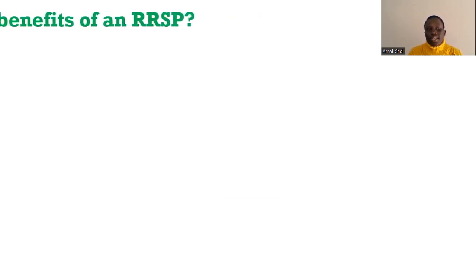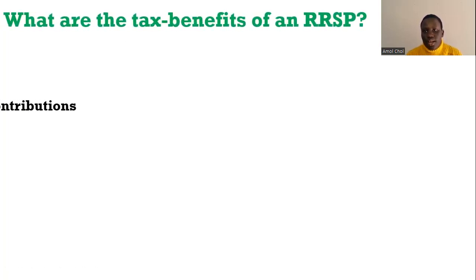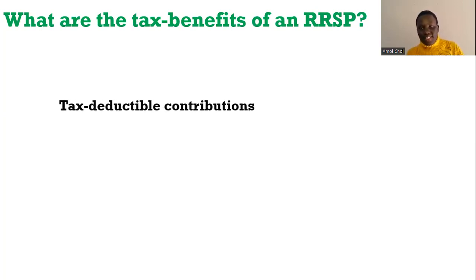So now, what are the tax benefits of an RRSP? Why do people use it, and what is the benefit that you get for using an RRSP? First of all, there is the tax deductible contribution. The immediate gratification for an RRSP is that whenever you contribute, you get back taxes from the government in the form of a tax return. If last year you got only 1,000 as a tax return, but this year you contribute 7,000 to your RRSP, your tax return would be higher when you file your taxes because you had contributed to your RRSP.